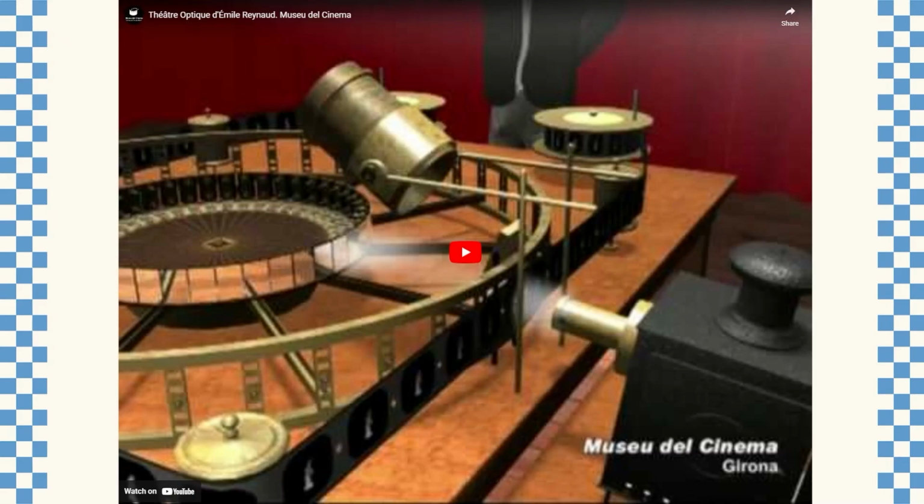Now, here, as we can see, the projection of the films became more and more technical and more accessible. Back then, animations could only be viewed by one person at a time, but as technology continued to improve, more and more people can enjoy the same animation at the same time.